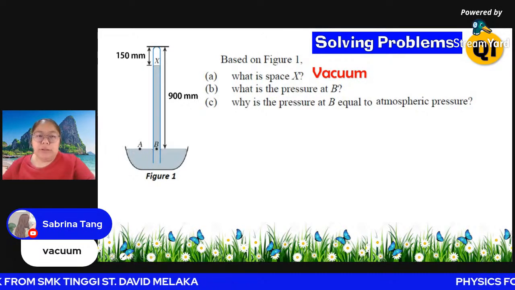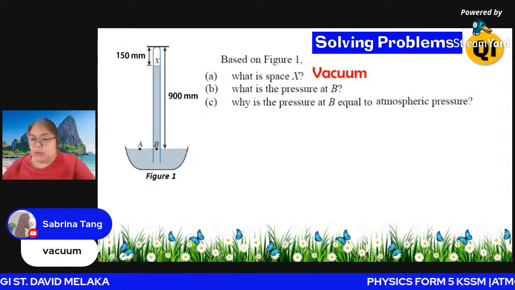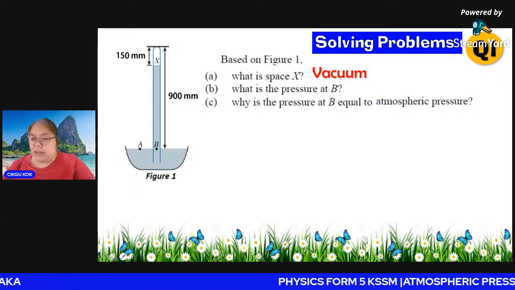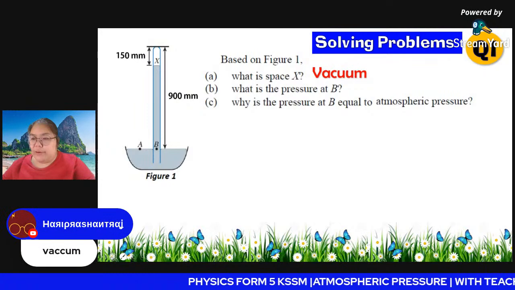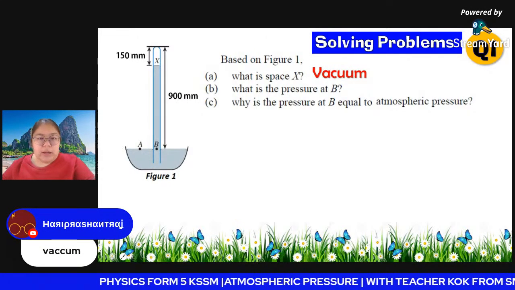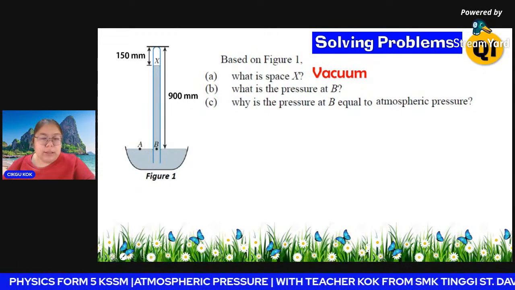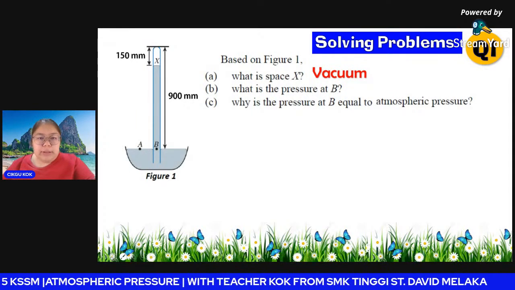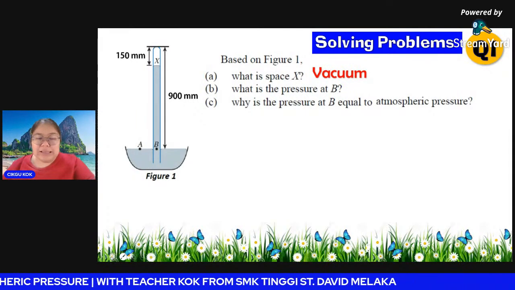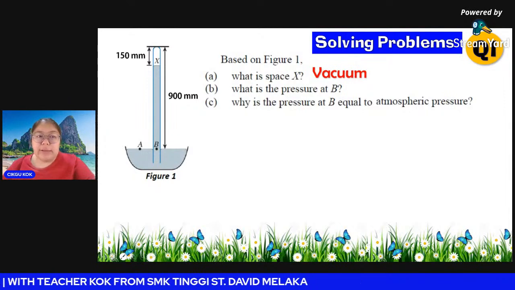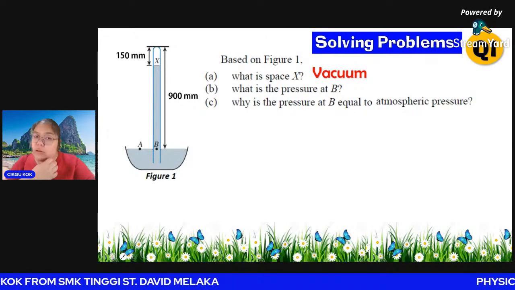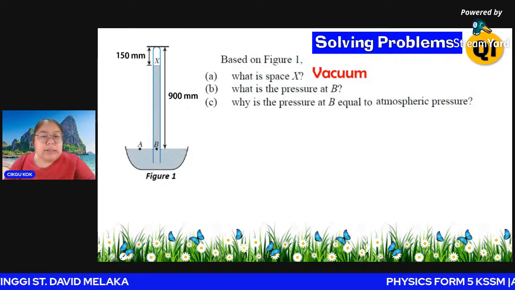Then we go to the pressure at the B. Okay, Hari also correct, vacuum. Okay, what is the pressure at the B? They want to ask the value. Okay, I know there's a mercury pressure, but I want to know the value. Okay, this mercury pressure at the B is how many?